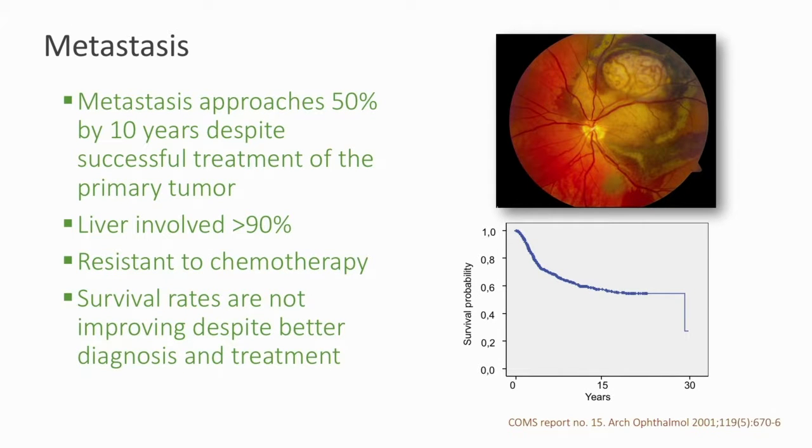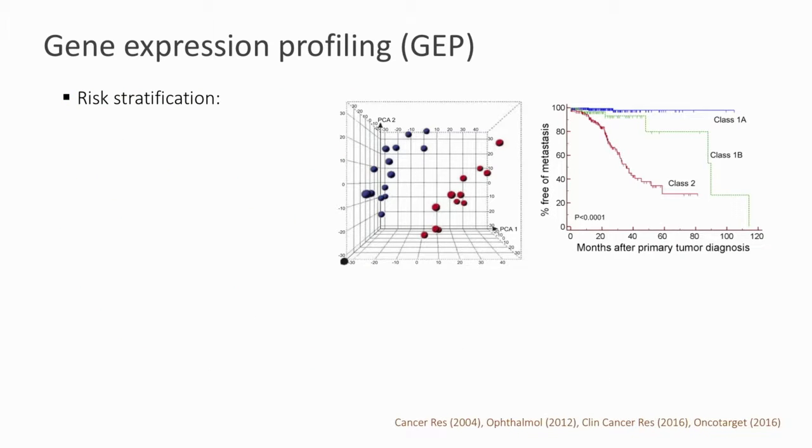Why do we care about molecular insights in uveal melanoma? Well, this allows precision medicine in cancer in general and uveal melanoma in particular. As we've heard, the main problem with uveal melanoma is metastasis. Despite excellent local tumor control, about 50% of patients will develop metastatic disease if they live long enough, and this is highly resistant to standard chemotherapy.